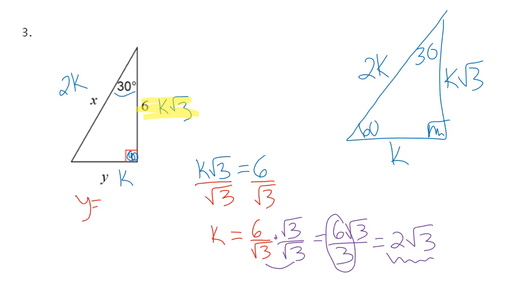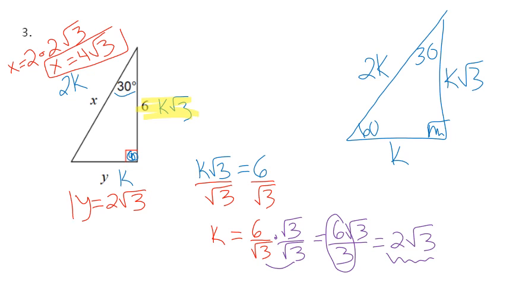So y would be 2 radical 3. And then x is 2 times 2 radical 3, which is 4 radical 3. And those would be the two lengths for the side of the triangle.